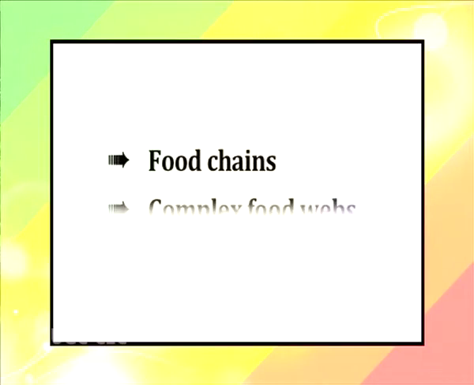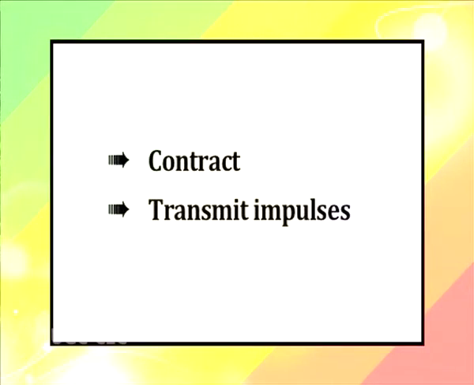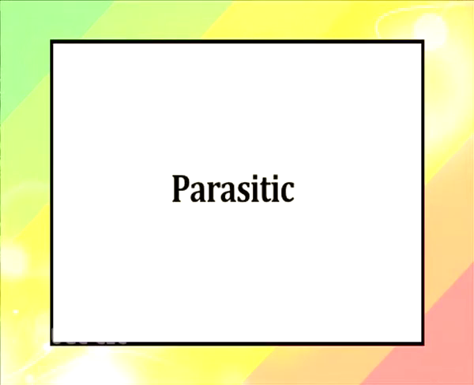Ecologically, animals are consumers. They form links in different food chains and complex food webs through which a part of matter and energy flows from the producers to the decomposers. The mobility is made possible by the development of cells with ability to contract or transmit impulses. Some animal groups have become parasitic. They live on or within the tissues of other metazoans.